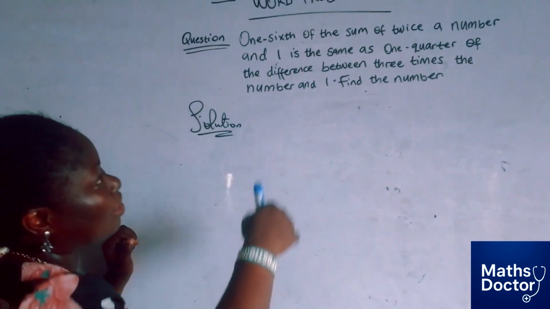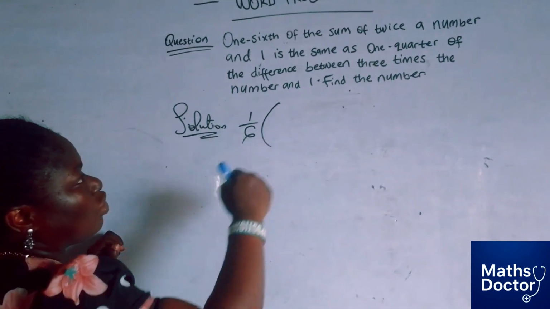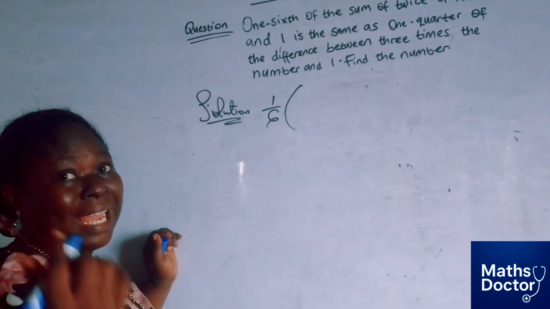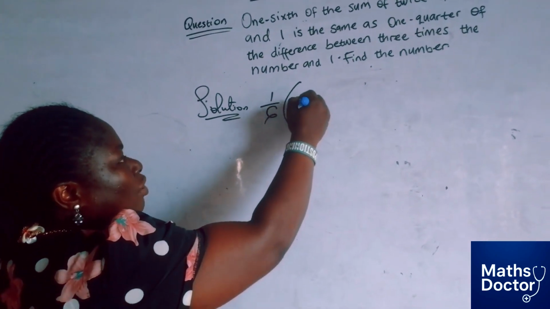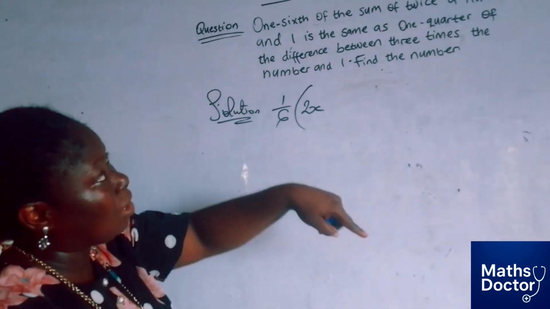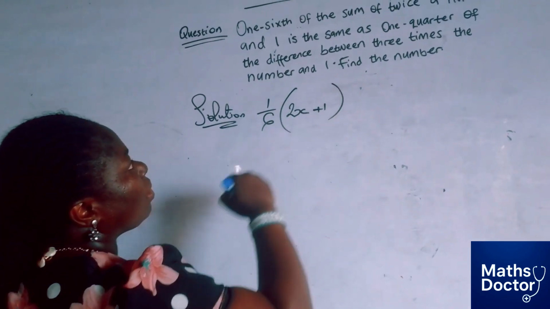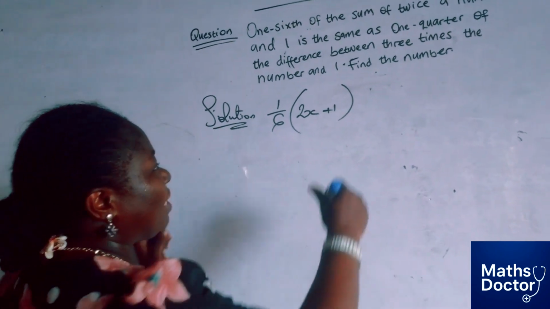1/6 of the sum of twice a number. We don't know that number. We assume that the number should be x. Twice means 2, which will give us 2x. Of a number, twice a number and 1 is going to be what? Plus 1. Is the same as 1/4 of the difference.